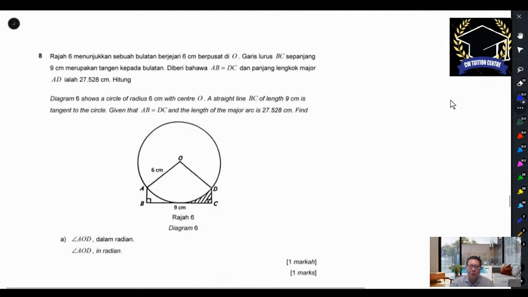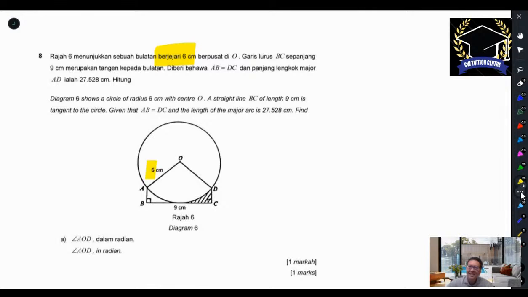Now this one is the easier version of the question. Hopefully, this kind of question will come out. We hope this kind of question will come out, but hope for the best, prepare for the worst. So let's look at this question.